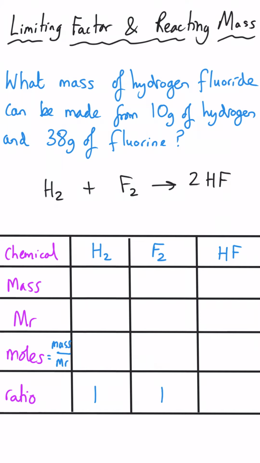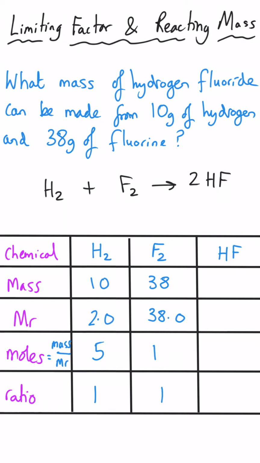So we need to find out which of these moles is the bigger number, and that's the chemical present in excess. So our hydrogen is 10, our fluorine is 38 for their mass. When we work out the MR, hydrogen is 2.0 and fluorine is 38.0. So moles, which is mass divided by MR, is 10 divided by 2 for the hydrogen. So we've got 5 moles of hydrogen, 38 divided by 38 for the fluorine. So we've got 1 mole of fluorine.